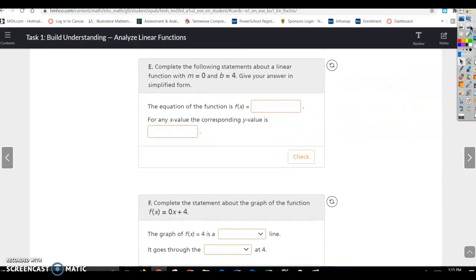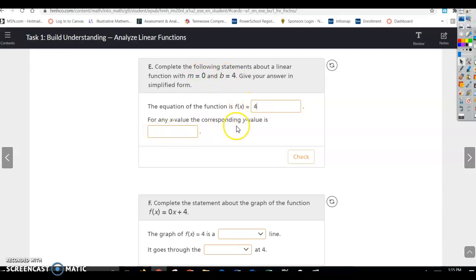Complete the following statement about a linear function with m equals 0 and b equals 4. Again, the equation is f of x equals 4, because there's no slope, that just means it equals 4.